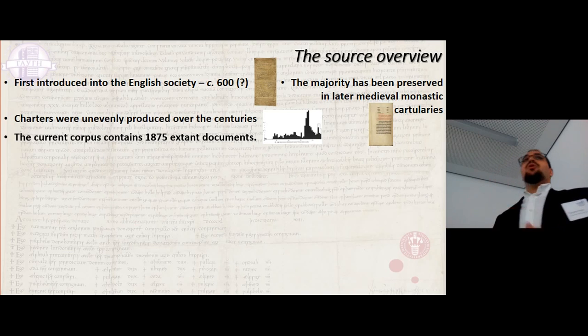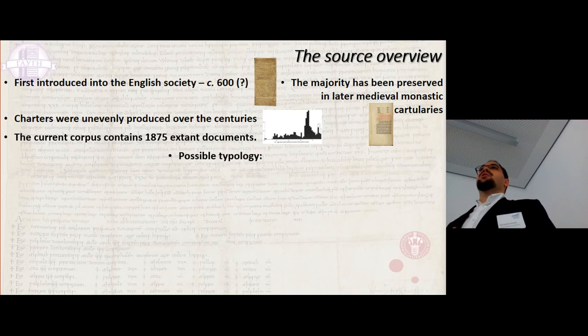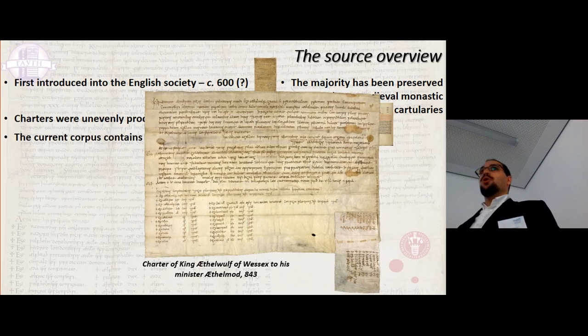The typology can be multifold. You can sort them depending on the language, depending on the provenance, depending on the archive, depending on the type of the document, whether it's a land charter, whether it's a writ. So I propose a simplified version. First of all, we've got the diplomas. And for example, here's a diploma from mid-9th century.